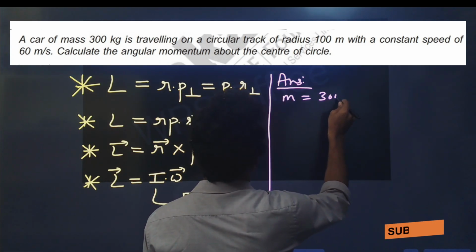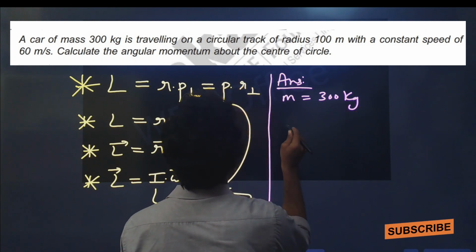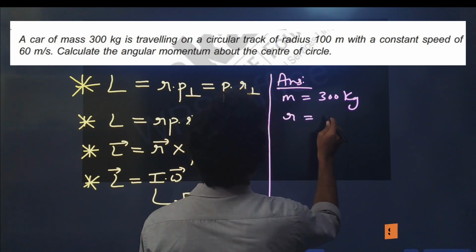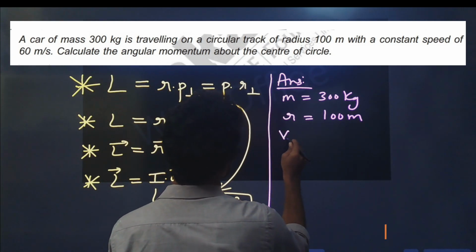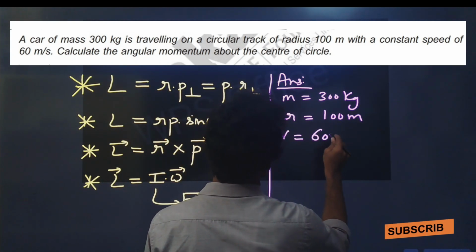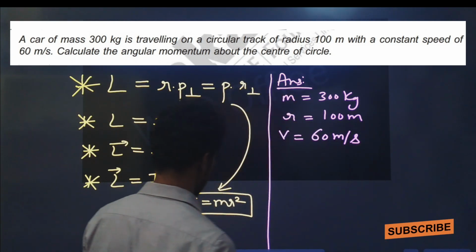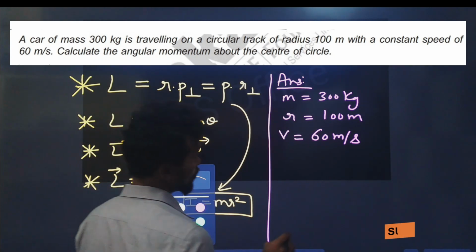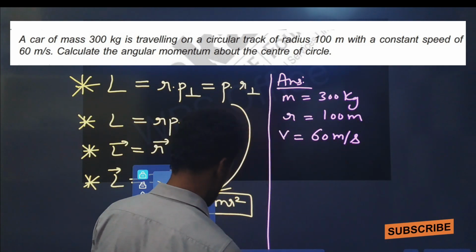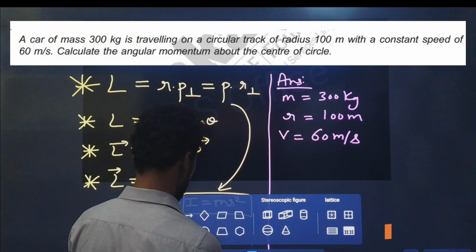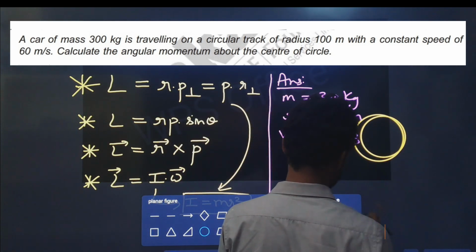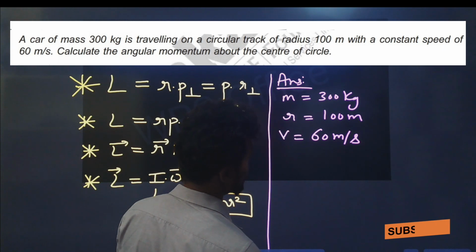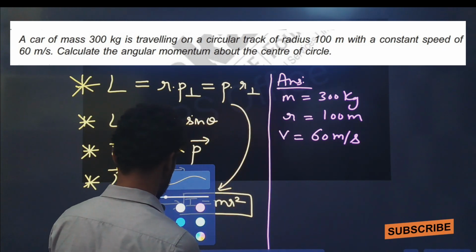Mass is 300 kilogram. Radius is 100 meter. The speed is given as 60 meter per second. Now, let me draw one circle here.